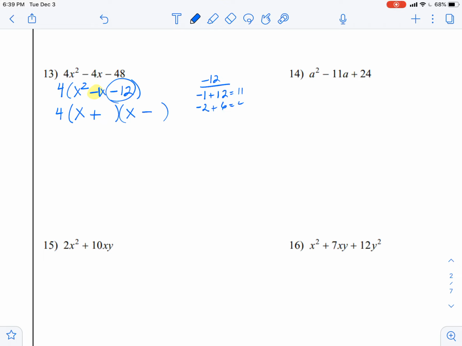I could do this as I go. This is 4. Negative 3 and 4 gives me 1. Okay, so I've got the 1. I need it to be a negative 1. All I need to do is switch the signs. So I come over here to my problem, and the 3 is the positive, and the 4 is the negative.